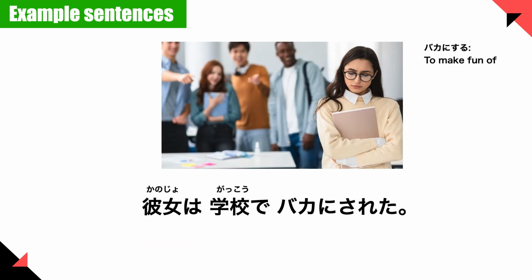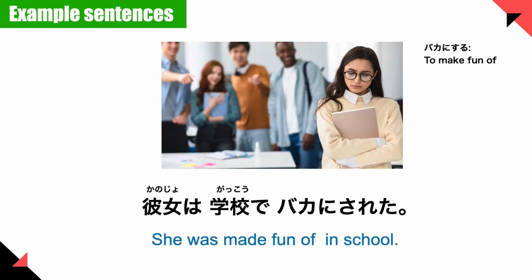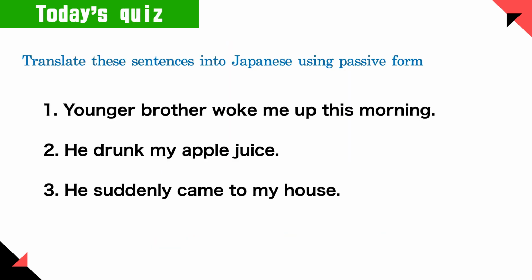Alright, next example sentence. 彼女は学校でバカにされた。She was made fun of in school. バカにする, that means to make fun of. So, 彼女は学校で, she was in school, バカにされた, was made fun of. Right, so again, the victim is her. And she was made fun of. So this is the same feeling that Japanese people feel whenever they talk about this situation, right? My friends told about my secret, but I want to talk about myself as a victim. So that's why we use passive form, just like in English we use was made fun of here. 彼女は学校でバカにされた。She was made fun of in school.